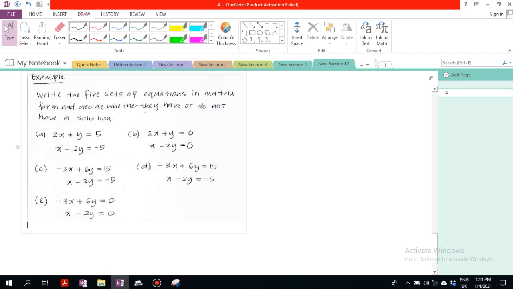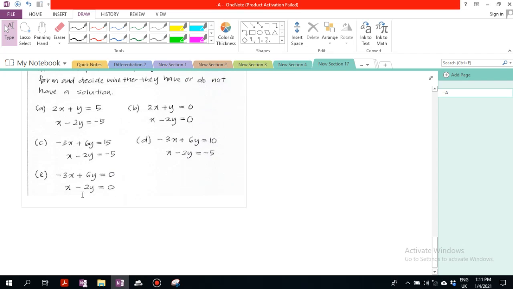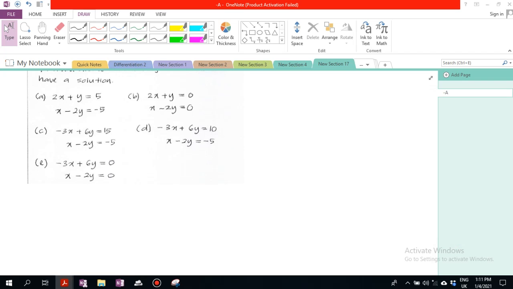Okay, write the 5 sets of equations in matrix form and decide whether they have or do not have a solution. Okay, we go one by one. For example, A: you have 2x plus y equal to 5 and x minus 2y equal to negative 5.